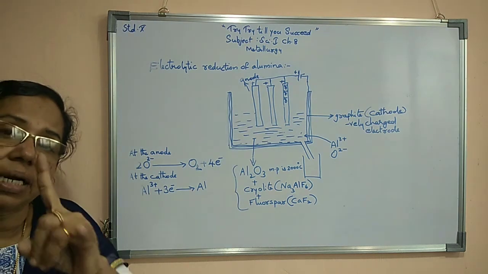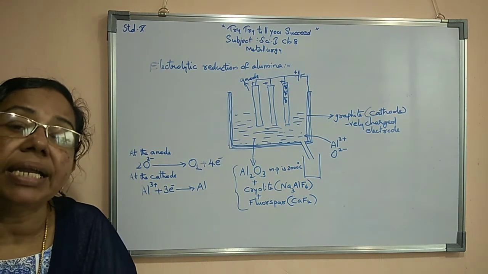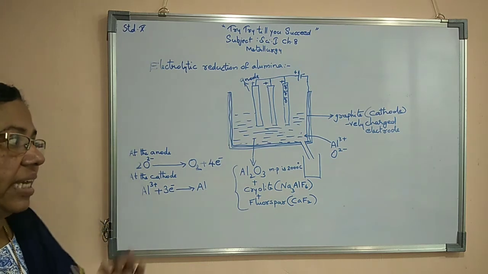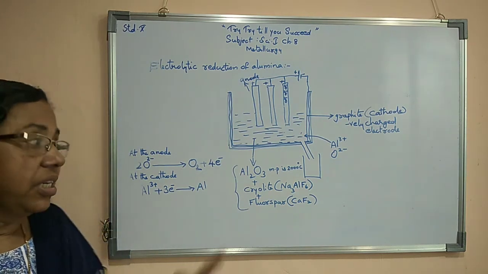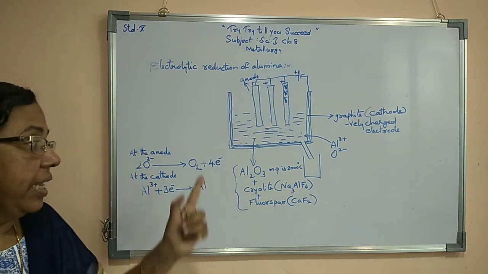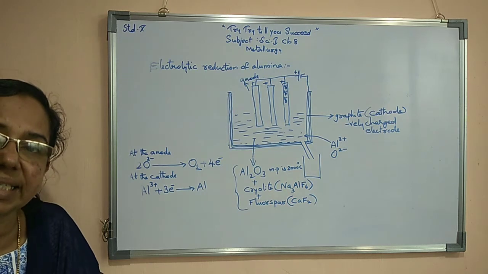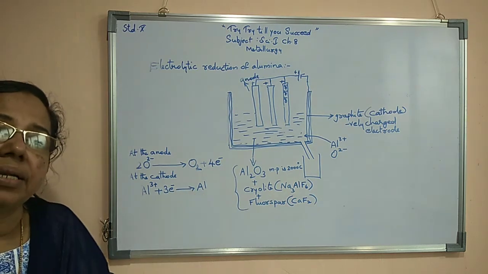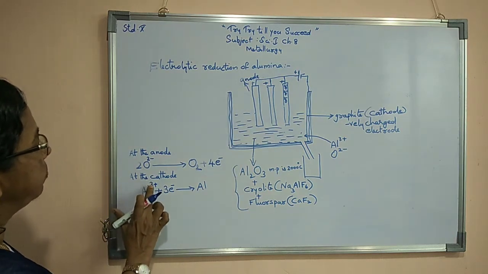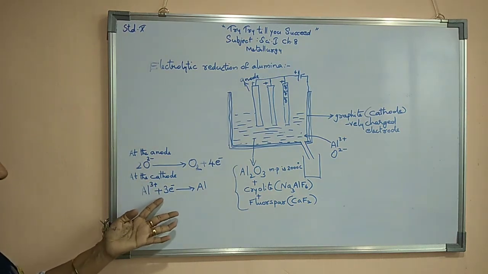A single aluminium atom can exist alone. Oxygen atom cannot exist alone, so it has to become an oxide or an oxygen molecule. Oxygen in single condition never exists, but aluminium can exist in single form. So here one aluminium 3 plus ion receives 3 electrons.